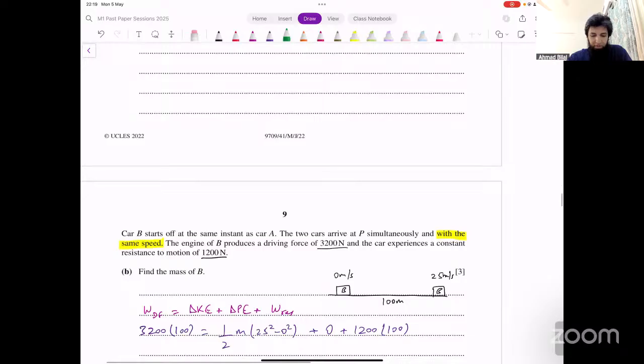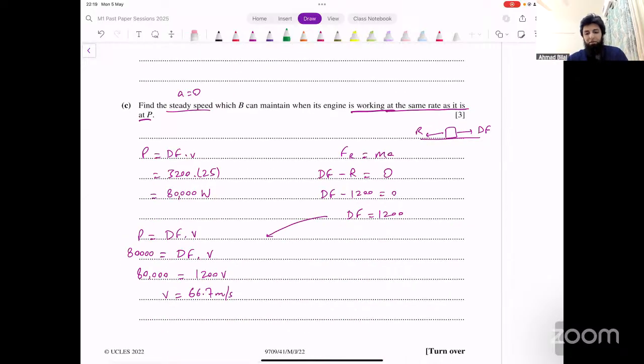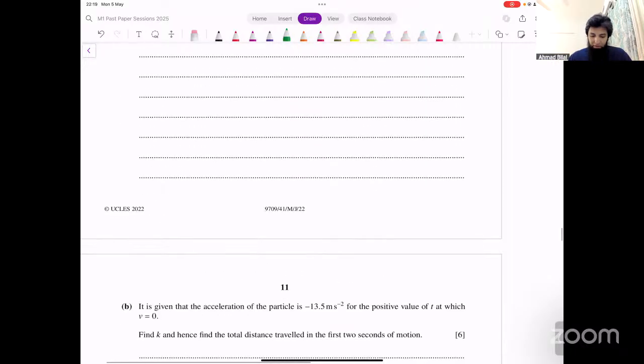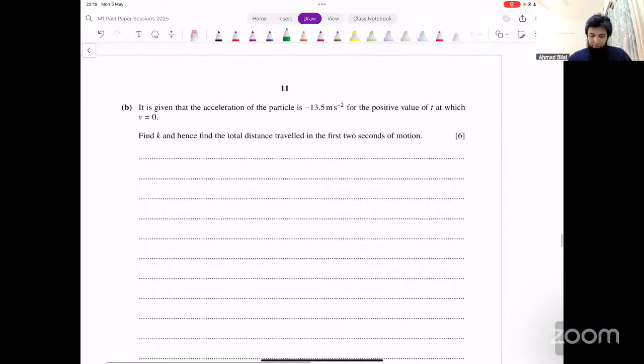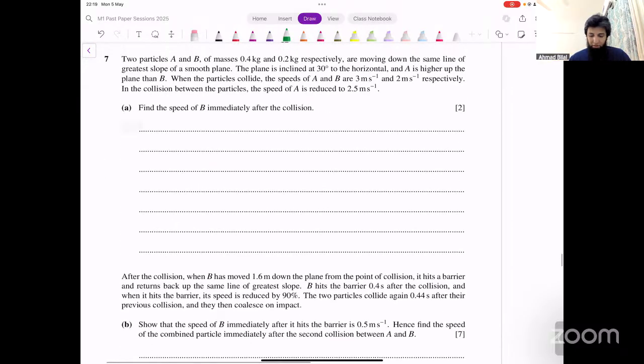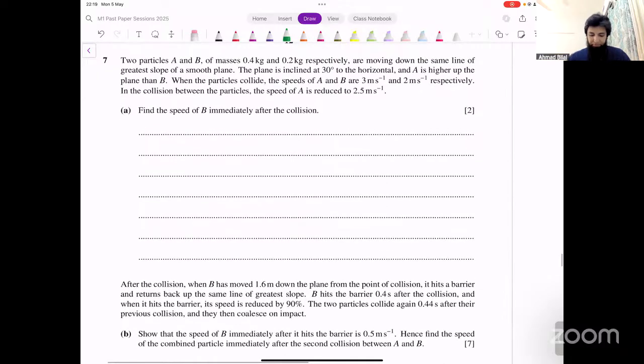Let's move on to the next one. That was question number 5. Let's move on to the next one, question number 7 from this paper. That's the second question that you're asking about from this paper. Let's have a look at this now.